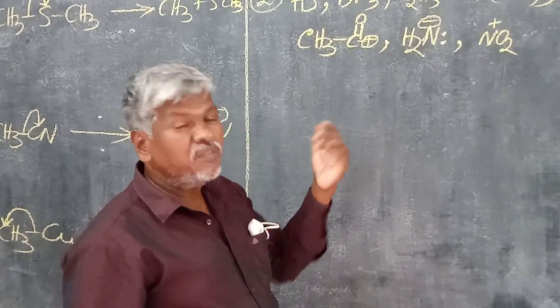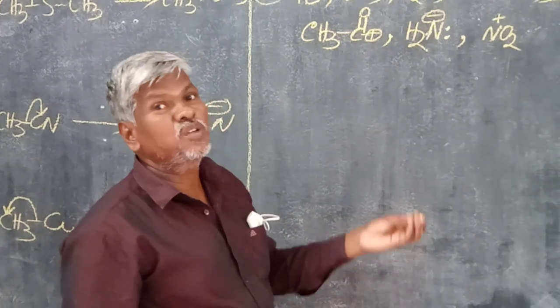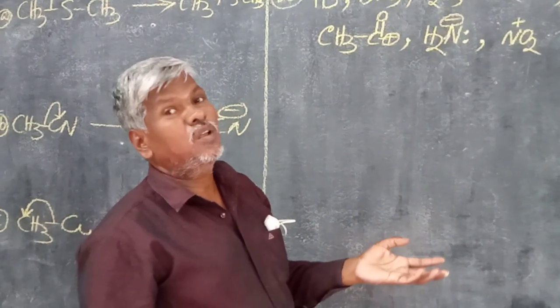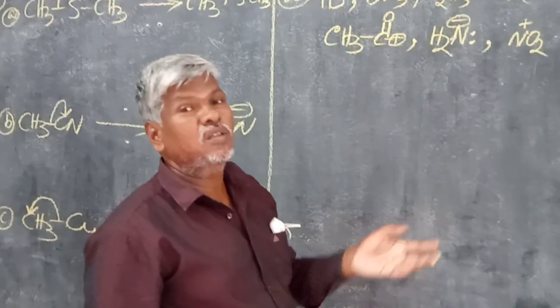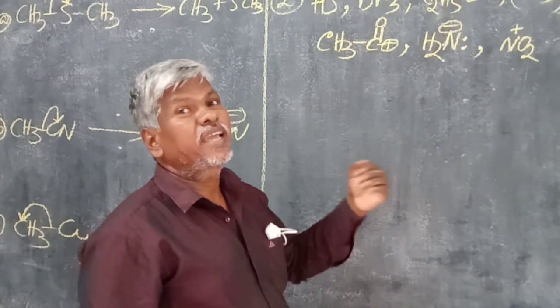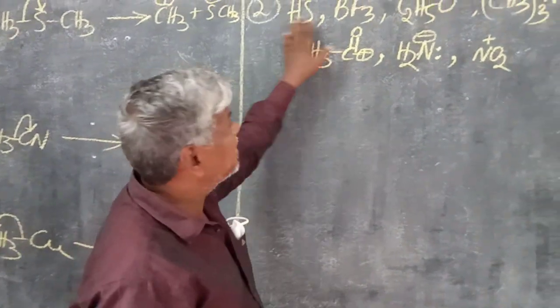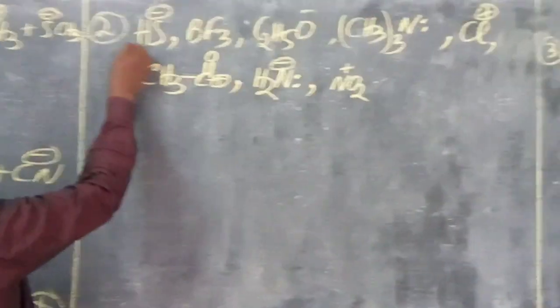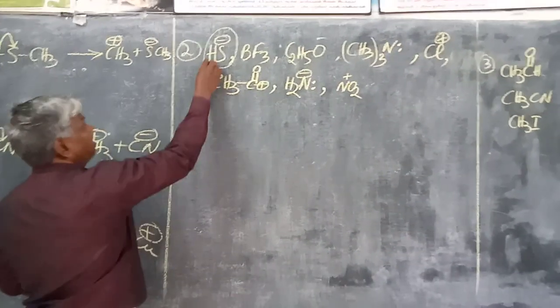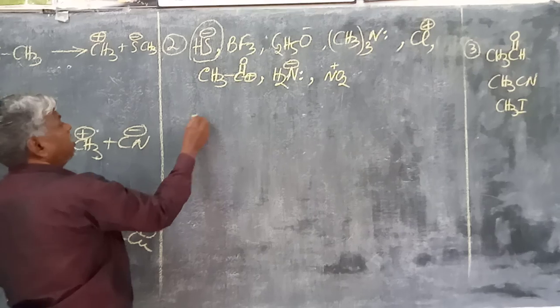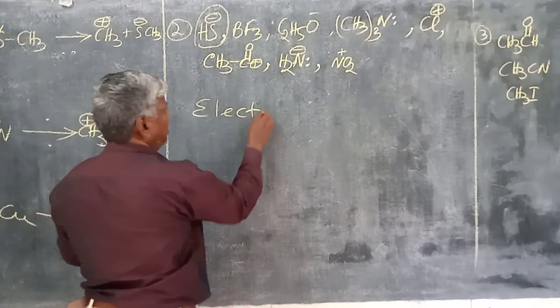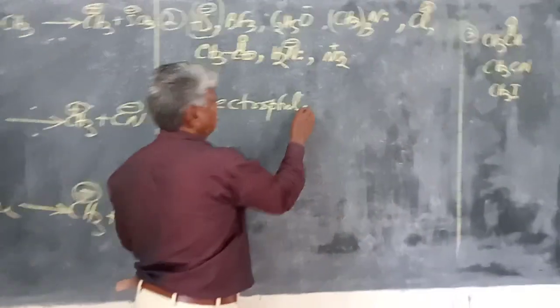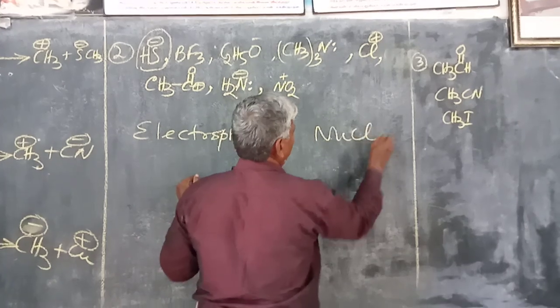And even there are certain neutral molecules which are rich in electron, which are having a lone pair of electrons already, can act as a nucleophile. So let us categorize the following species into electrophile and nucleophile, and let us take up the first case, HS minus.